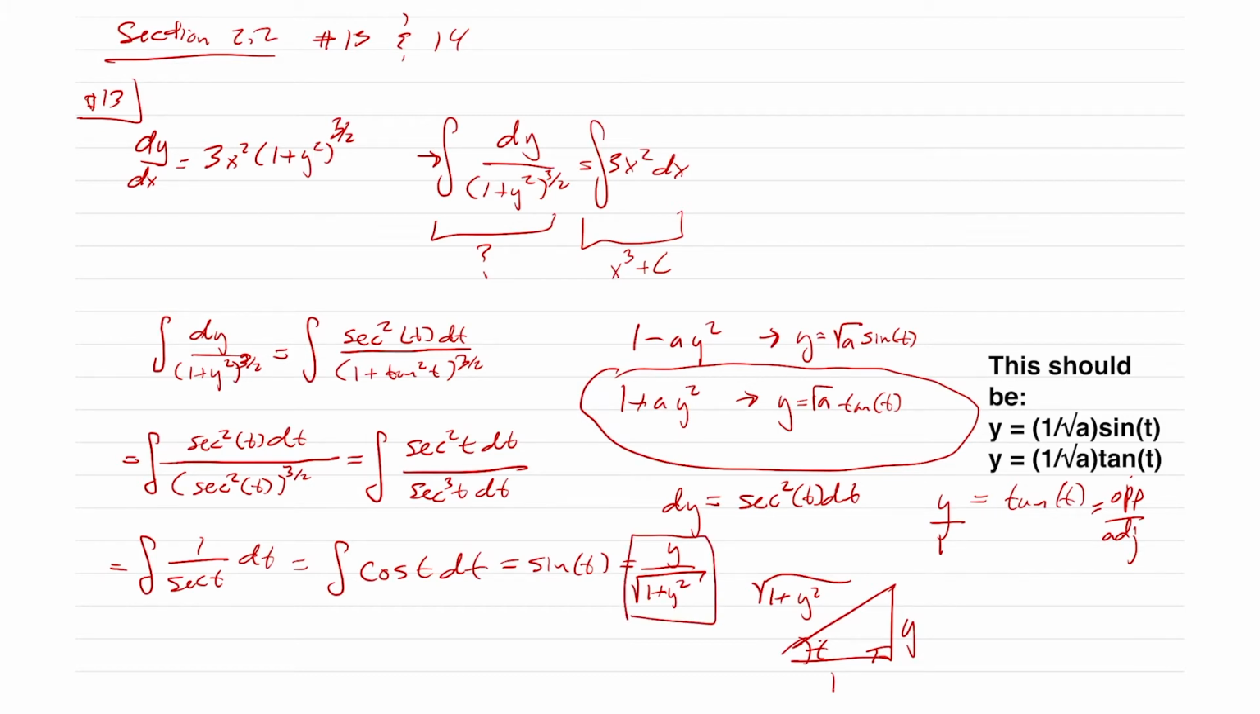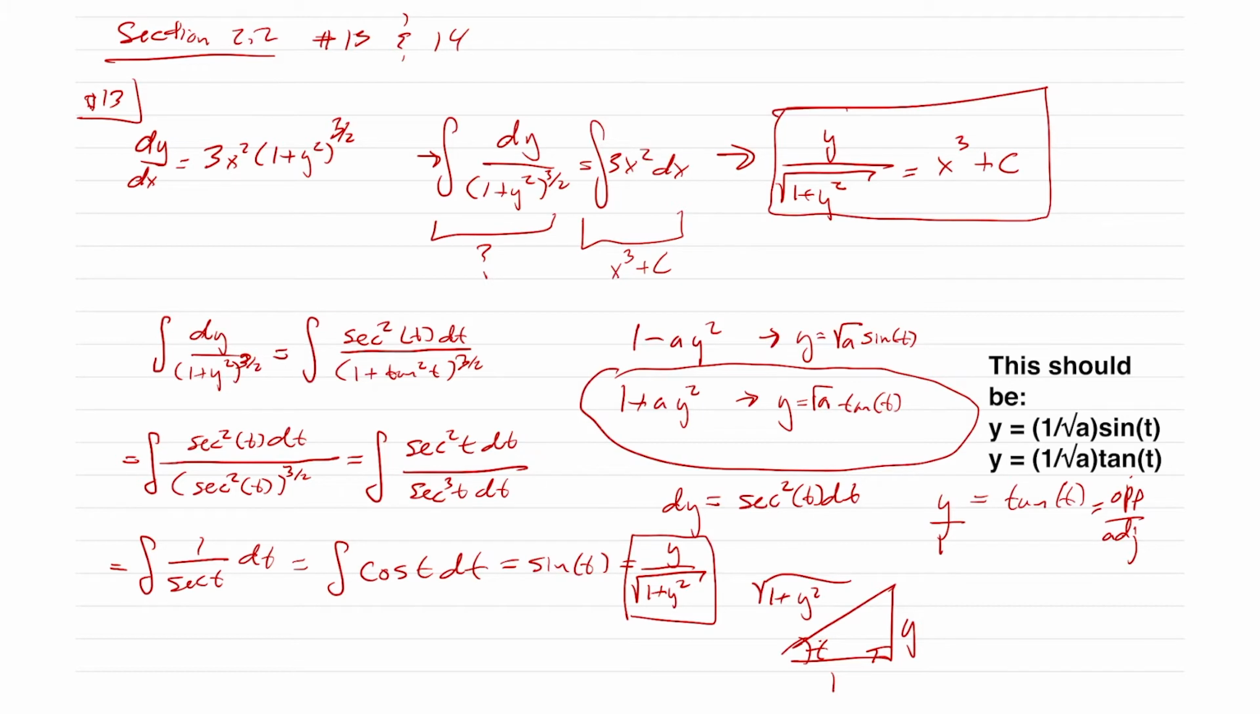So we can go back over to this side. We get y over the square root of 1 plus y squared is equal to x cubed plus c. Honestly, I think I'm just going to leave it like that. And that is an implicit solution to the differential equation. Barring any mistakes, I think I did everything right. That's how you do it.